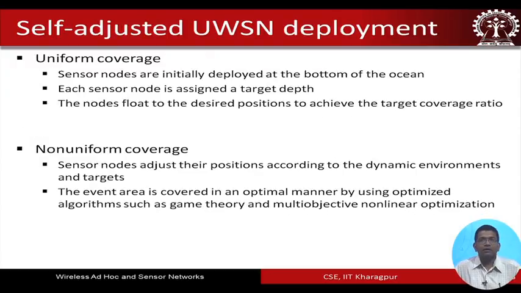Uniform coverage and non-uniform coverage sensor network deployment. In uniform coverage, the sensor nodes are initially deployed at the bottom of the ocean. Each sensor node is assigned a target depth, and the nodes float to the desired positions to achieve the target coverage ratio. In non-uniform coverage, the sensor nodes adjust their positions according to the dynamic environments and targets, and the event area is covered in an optimal manner by using optimization algorithms such as game theory and so on.